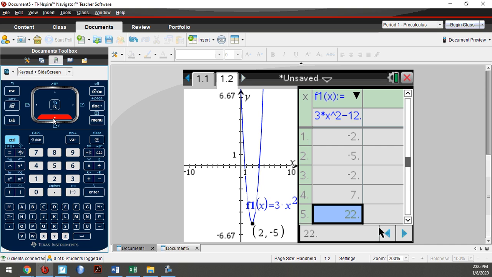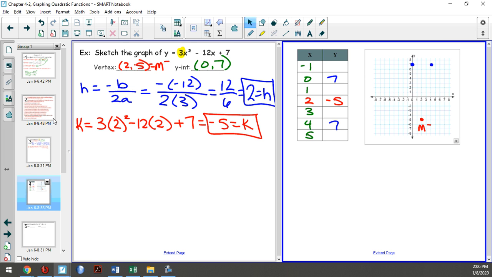So -2, 7, 22. If that is what I have on the right-hand side, what am I going to have on the left-hand side? Same exact thing. -2, 7 is already there, and 22. And you're simply going to graph the other missing points.